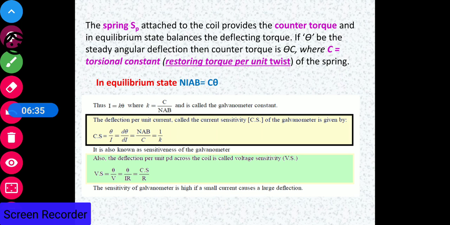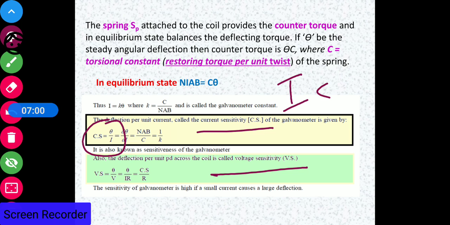Now the sensitivity of the galvanometer. Sensitivity of a galvanometer can be defined in two ways: either the current sensitivity or the voltage sensitivity. Current sensitivity is the deflection per unit current. In some books, instead of CS, current sensitivity is represented as I suffix S. So the current sensitivity of the galvanometer is given by deflection per unit current, which is equal to NAB upon C, or 1 upon K.